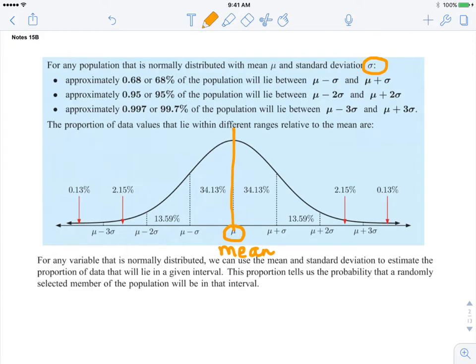If you go one standard deviation to the right or one standard deviation to the left, so plus or minus one standard deviation, 68% of the population will fall there. So if we equally split it, here is 34.13% and 34.13%. This right here is 68% total.